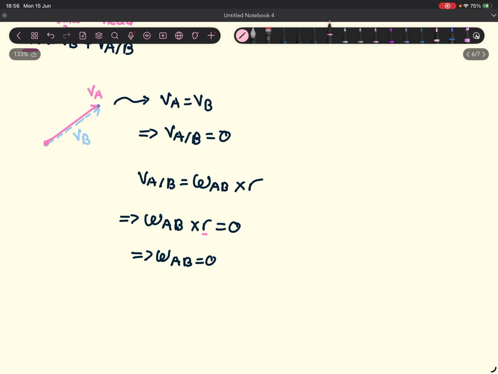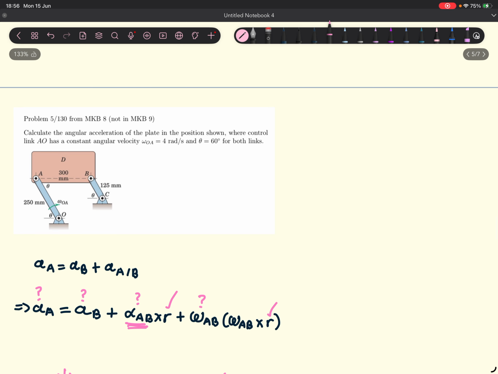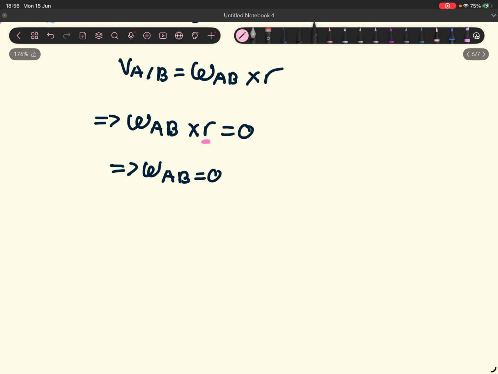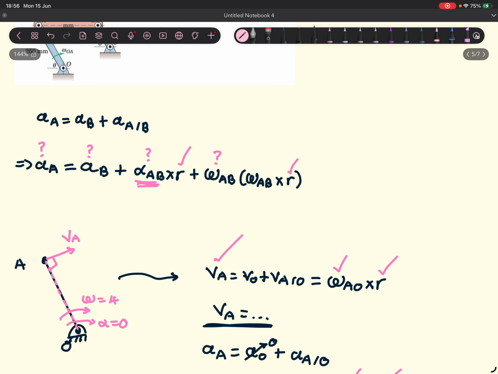The distance R between the 2 points can't be 0 because there's a set distance between the 2 points. It's not like you can squish the points together and make that distance 0. It's a set distance that's there. So the only way for this to be true is for omega AB to be 0. Cool. Then coming back to our acceleration equation, we can then cross out this term because omega AB is equal to 0.